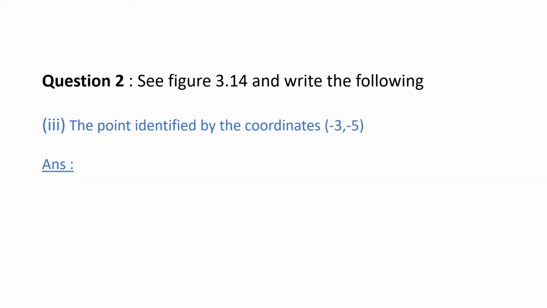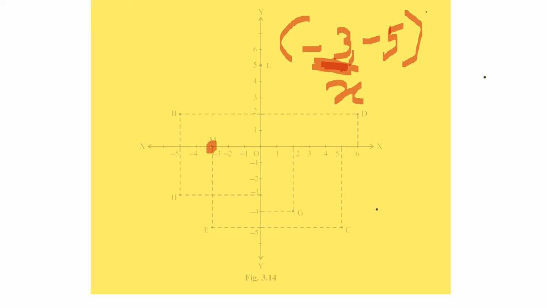Next one. The point identified by the coordinates -3, -5. Now they have given us the coordinates and we have to see which point this coordinate belongs to, right? So let's see. -3 on the x-axis. So the x coordinate is -3. You can see this is x, right? And the y coordinate is also negative. So the y coordinate is -5.